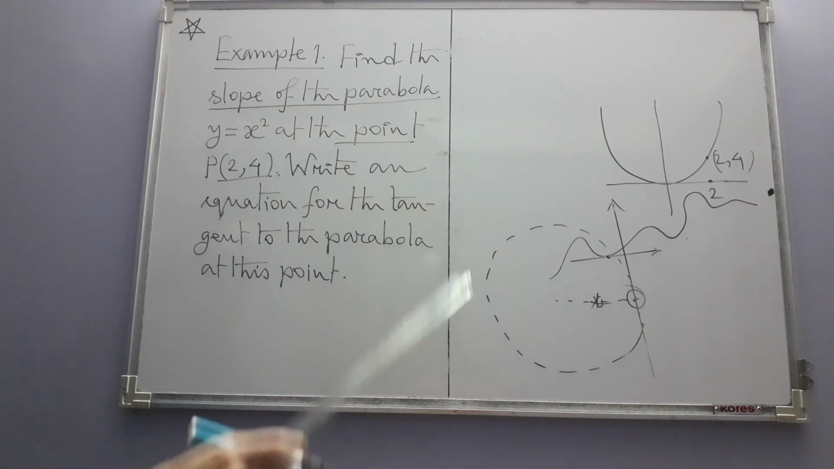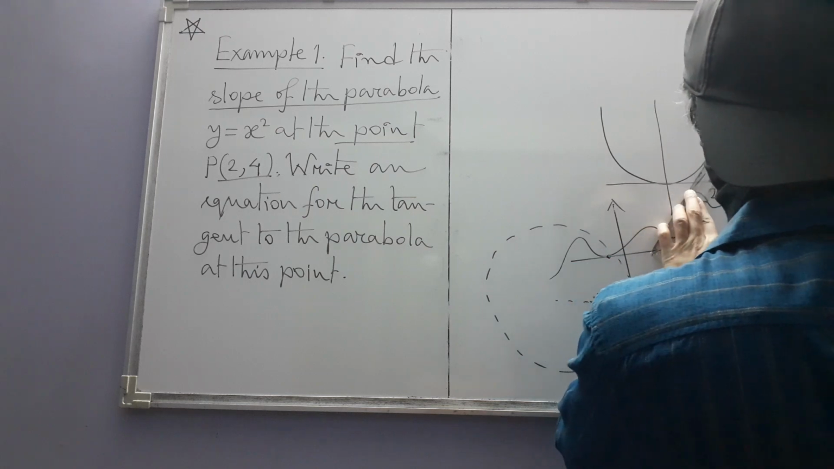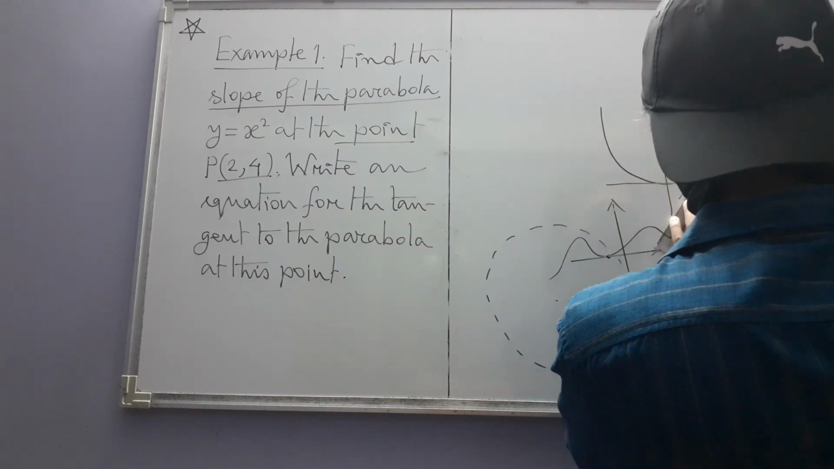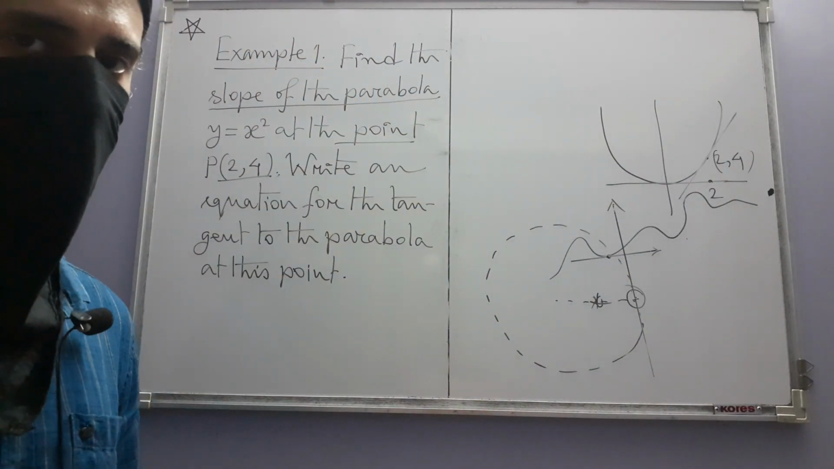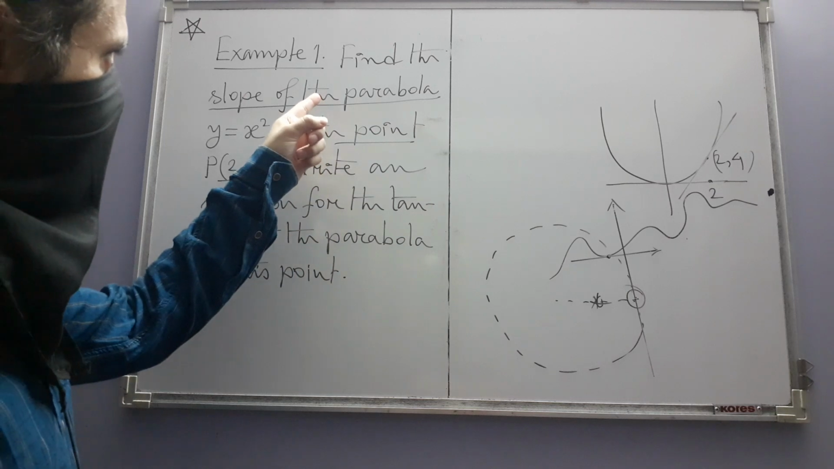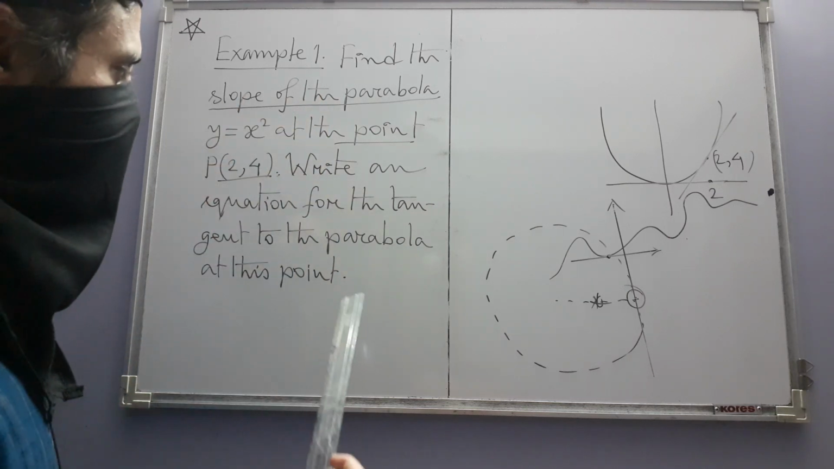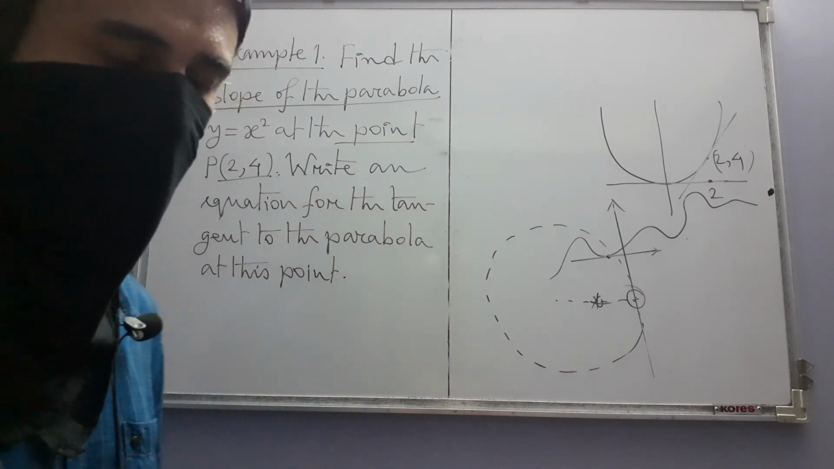The slope of the curve at that point is the slope of the curve's direction at that point. In other words, it is the same as the slope of the tangent at that point. That's what we have been asked to find here. And that of course we cannot do at once. We have to go through that limiting process.